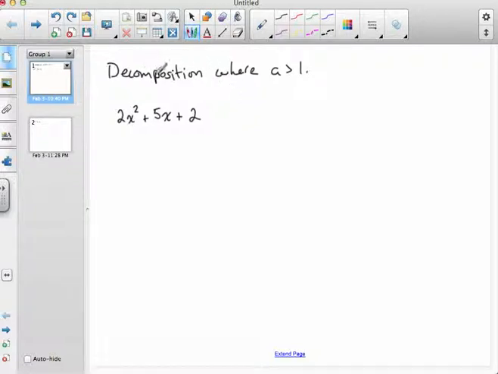But now we're looking at cases where a is something other than 1, and positive for now. Here we go. Product is, in this case, 2 times 2. So it's still a times c, right? We just have an a value now instead of 1. So it's going to be 2 times 2, which is 4. And the sum, in this case, is going to be 5. So our numbers are 4 and 1. Let's see what happens.